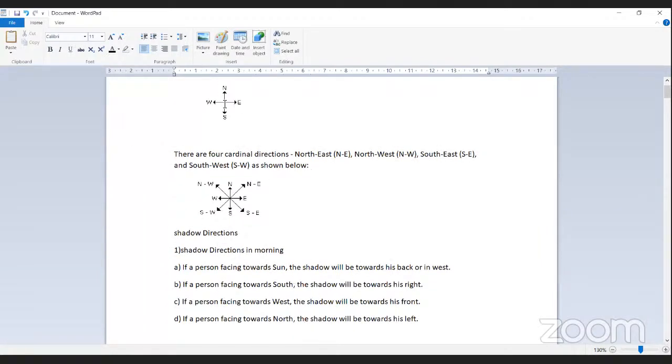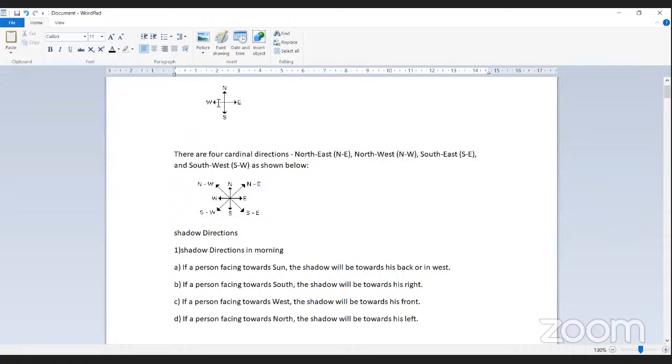Similarly, if they're facing south, facing the letter S, just focus on the letter S, that means the sun, which is in the east, is to their left. The person who is facing the south, from his left side the sun will be rising. So his shadow will be opposite to that, obviously. So it will be towards west or his right.